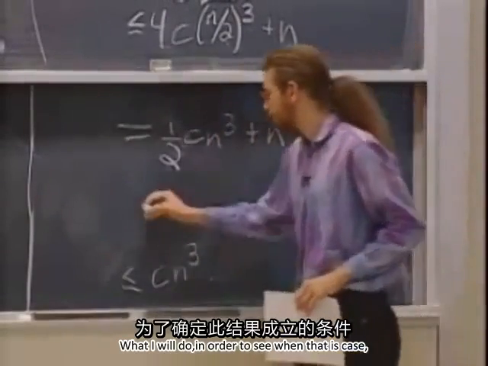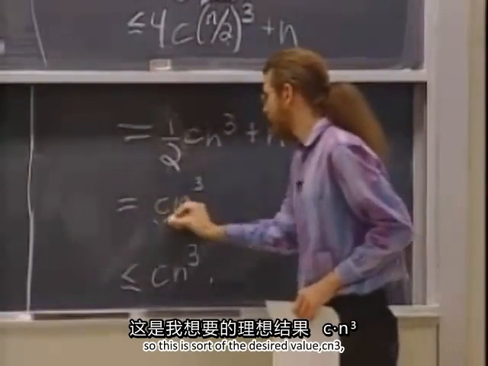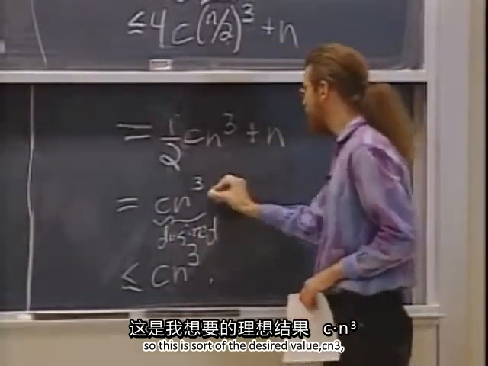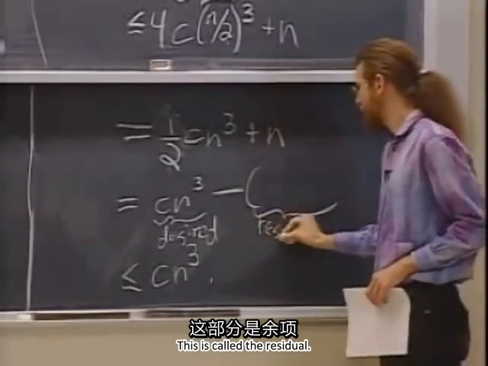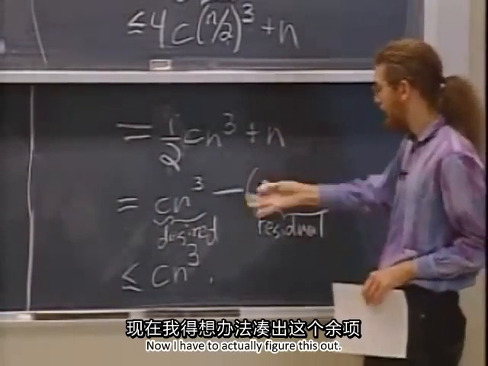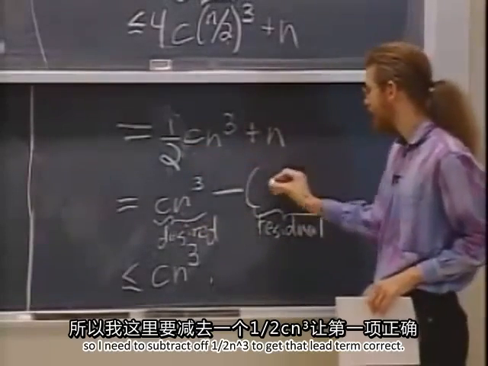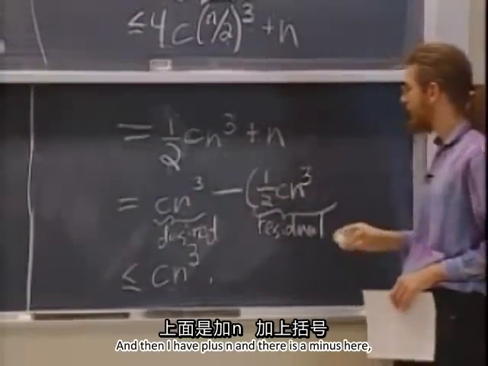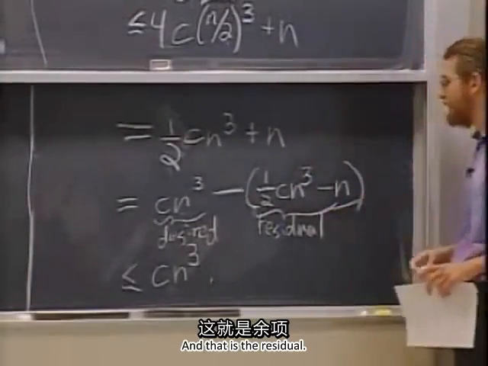So what I'll do in order to see when that's the case is just write this as what I want. So this is sort of the desired value, c times n cubed, minus whatever I don't want. So this is called the residual. So now I have to actually figure this out. We have cn cubed, but only half cn cubed here, so I need to subtract off half cn cubed to get that lead term correct. And then I have plus n, and there's a minus here, so it's minus n. Okay, and that's the residual.